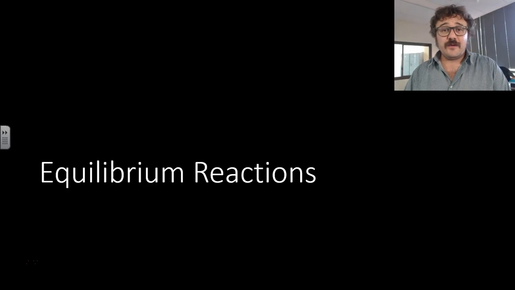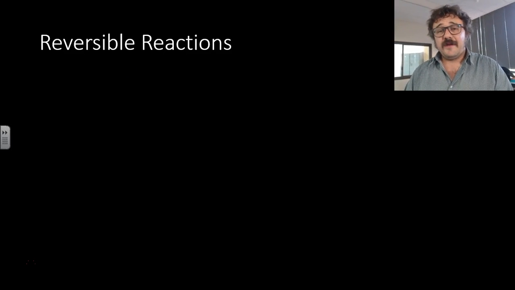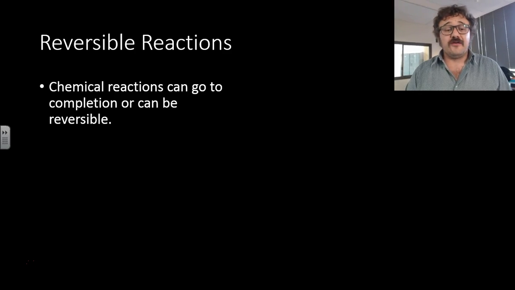Alright guys, so let's talk about equilibrium reactions. An equilibrium reaction is another way of describing a reversible reaction. So, chemical reactions can go to completion, or they can be reversible.